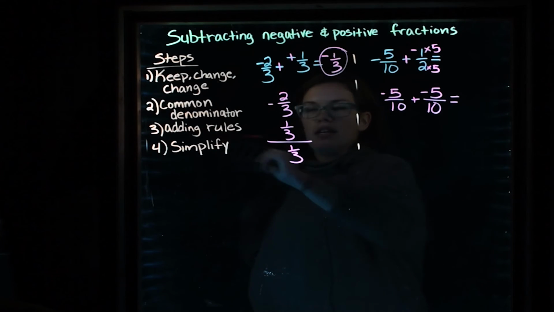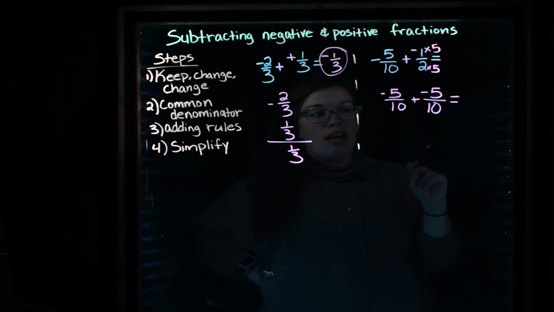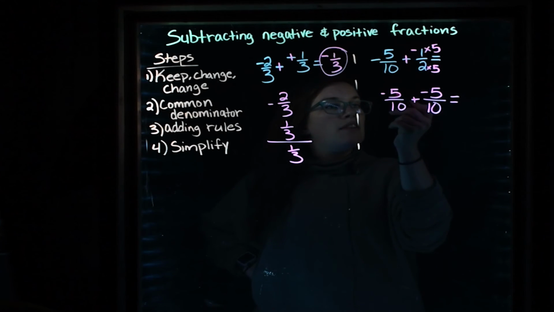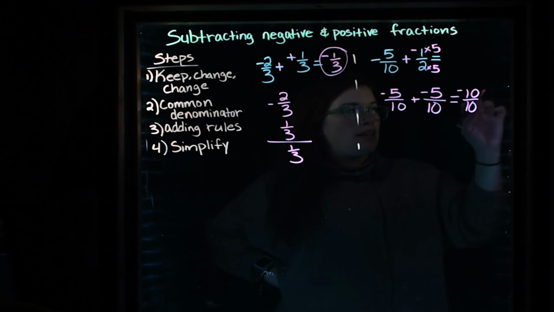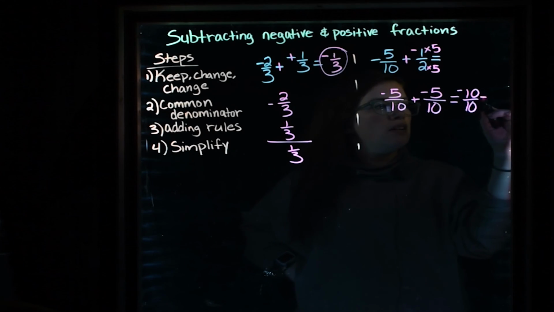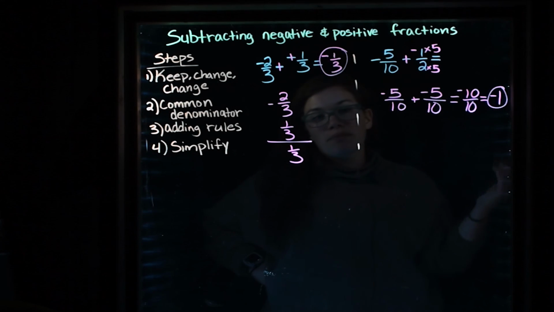Now, step 3, use my adding rules. Same signs, add. 5 plus 5 is 10. Ooh, going back to when we first learned fractions, when I have the same number in the numerator and denominator, it turns into a 1. And that was my step 4, simplifying it.